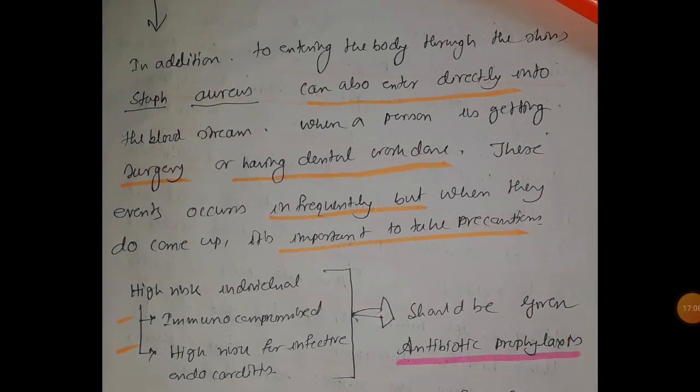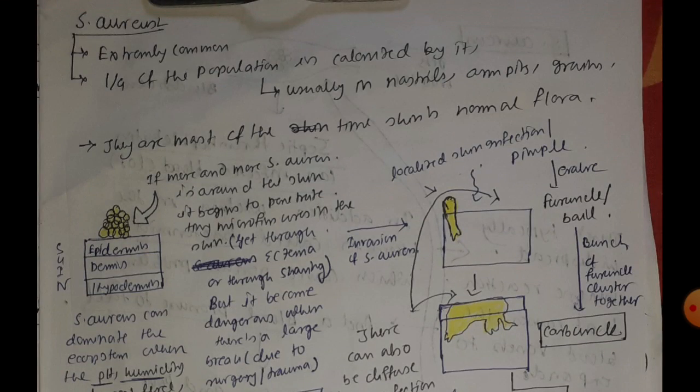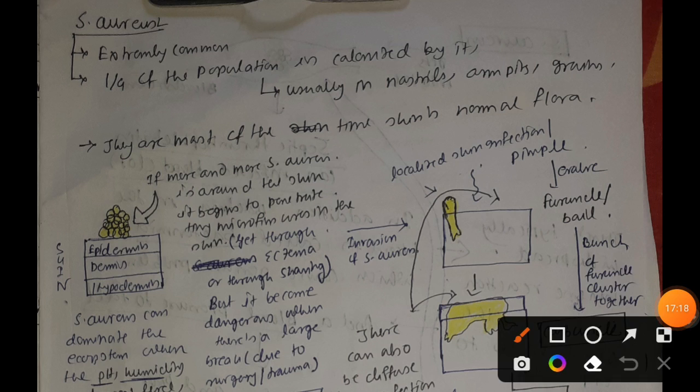So up to that part we have covered the outline. The first thing we have to discuss is that Staphylococcus aureus is extremely common, and it is part of the normal flora of the skin. About a quarter of the population is colonized with Staphylococcus aureus, especially in the nostrils, armpits and groin.